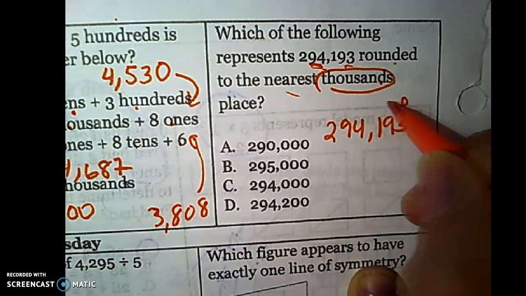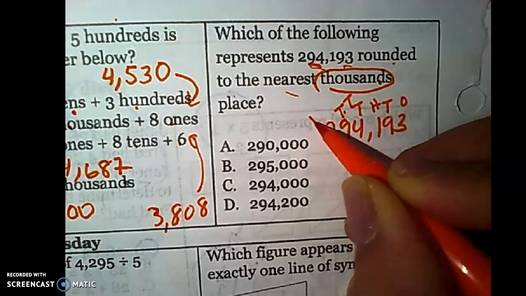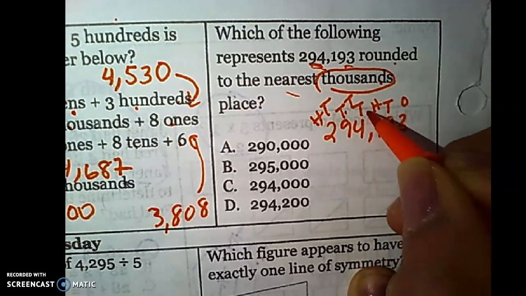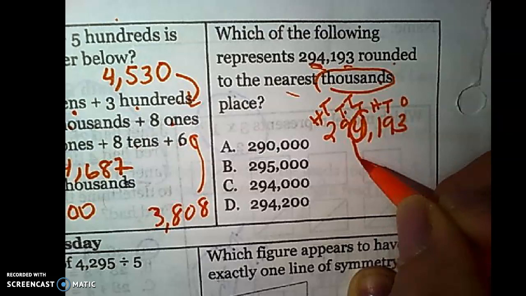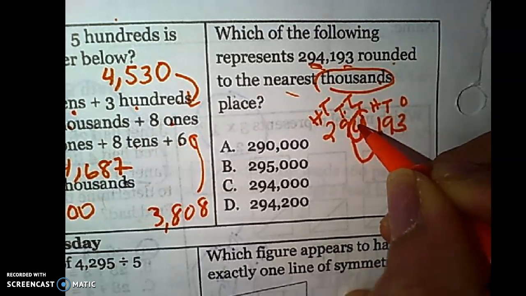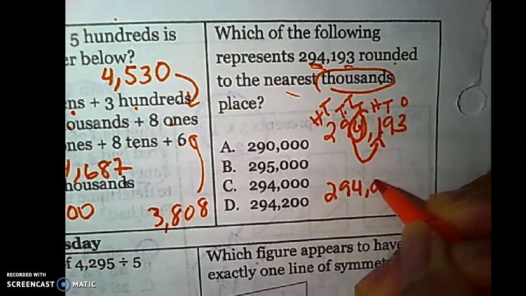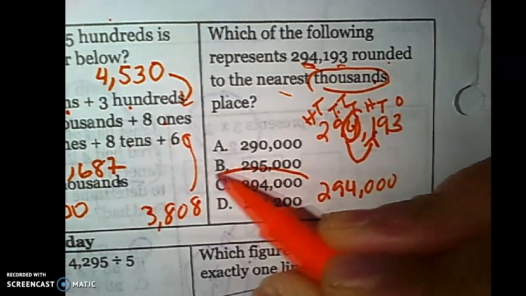Okay, this is ones, tens, hundreds, thousands, 10,000s, 100,000s. So thousands place is this 4. Okay, I'm gonna look next door in the hundreds place. That 1's gonna make the 4 stay there. So I'm gonna get 294,000, and that would be C.